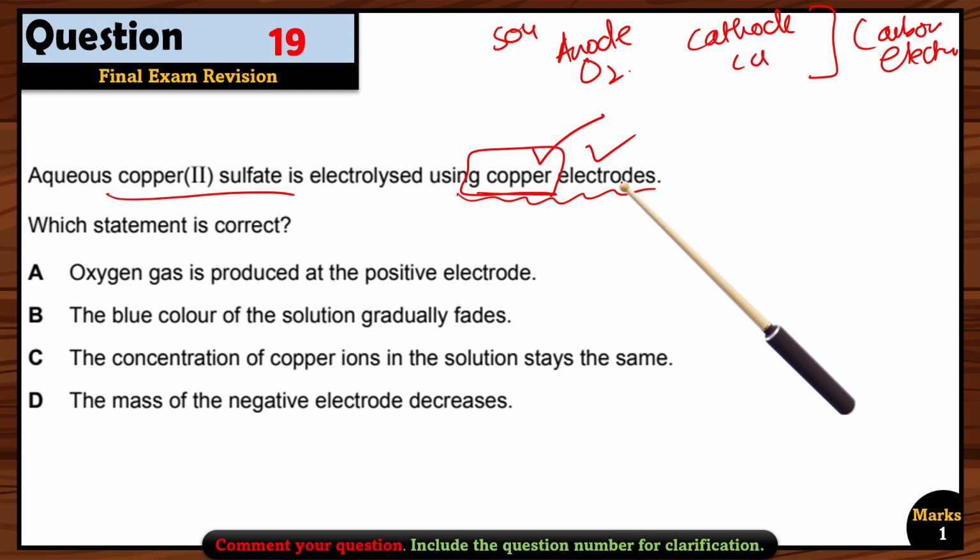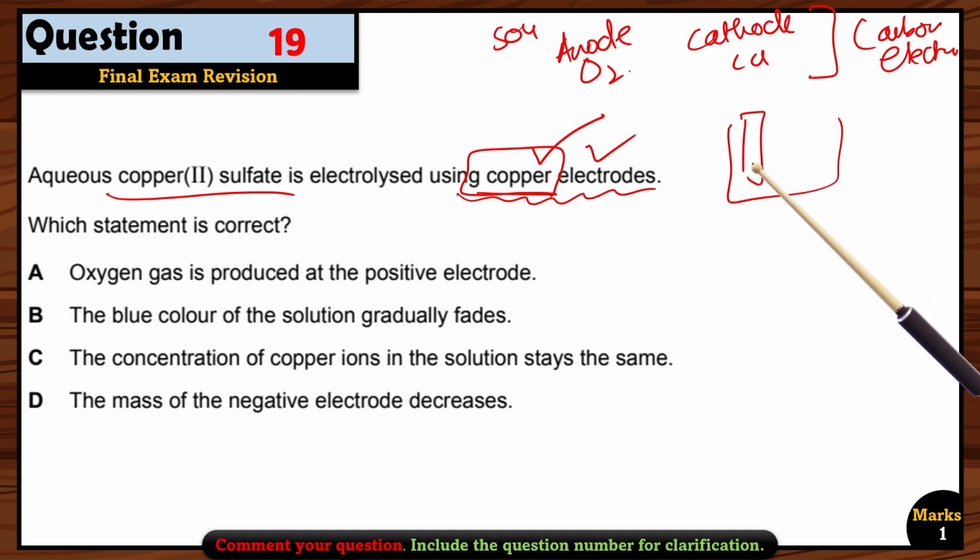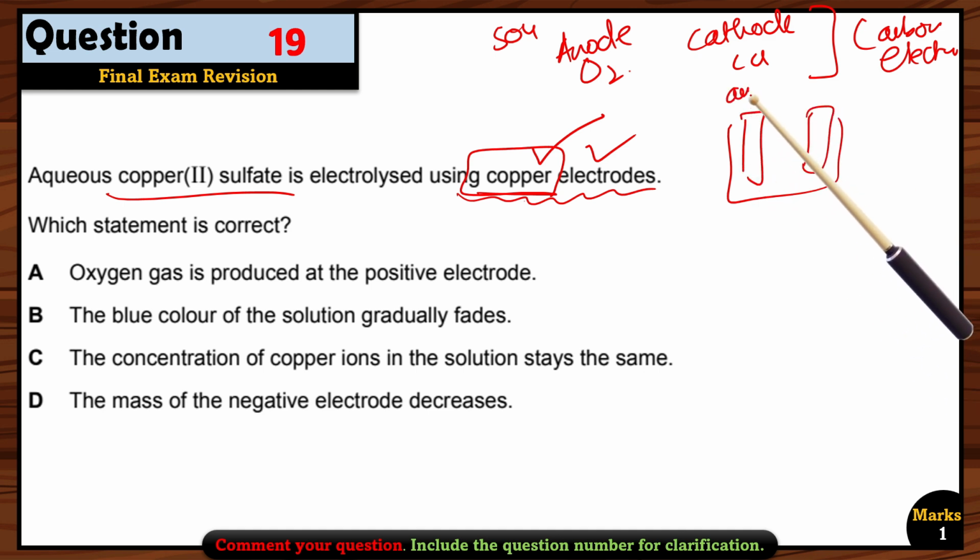But for copper electrodes, remember that copper is not inert. So what will happen if you have anode and cathode? At the cathode, what will happen?